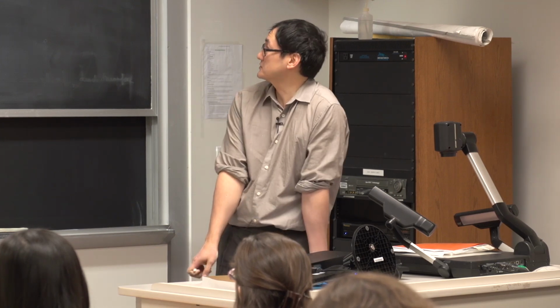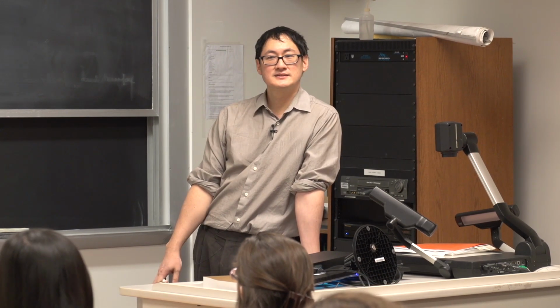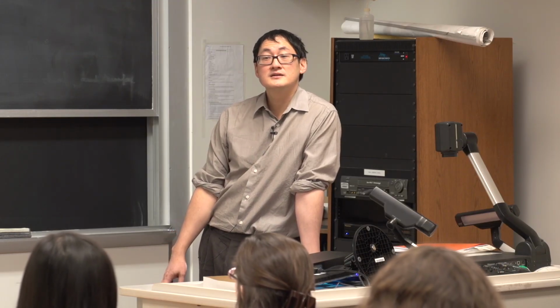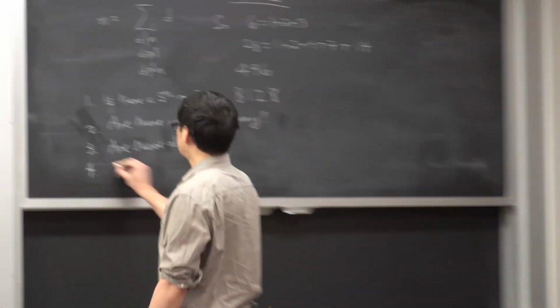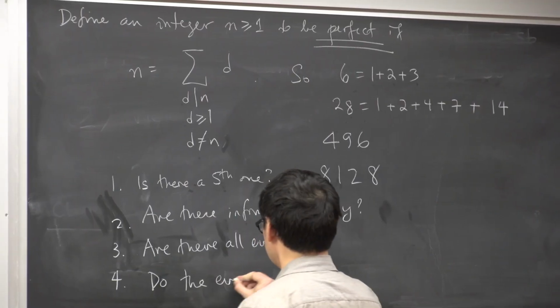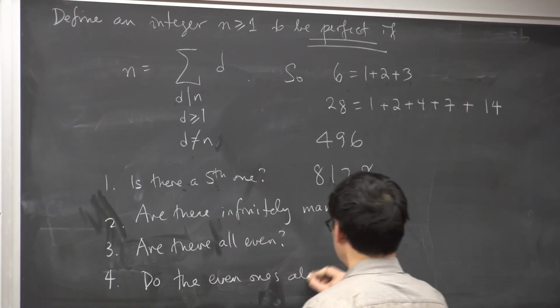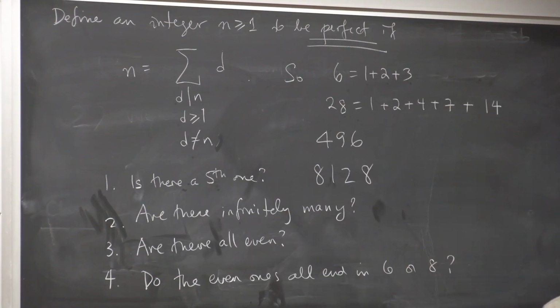Look at these numbers. Don't they resonate in some way? Aren't they all ended by 6 and 8? Do they all end with 6 and 8? Excellent. 6 and 8 alternate. Those are two excellent questions. Do the even ones all end in 6 or 8? The answer is yes. You can prove that. Not so hard.